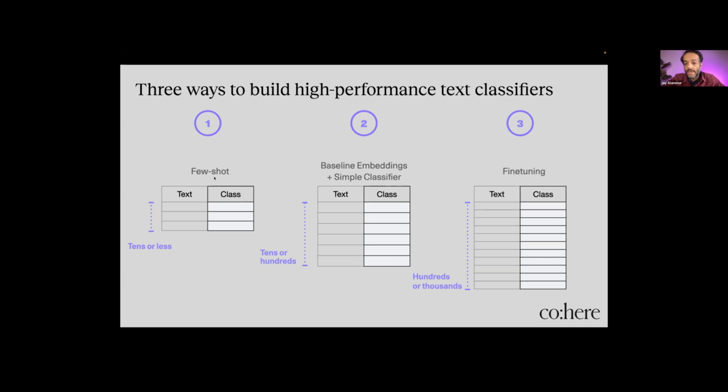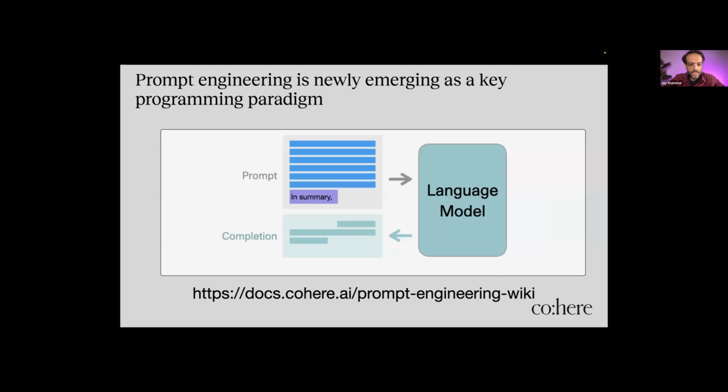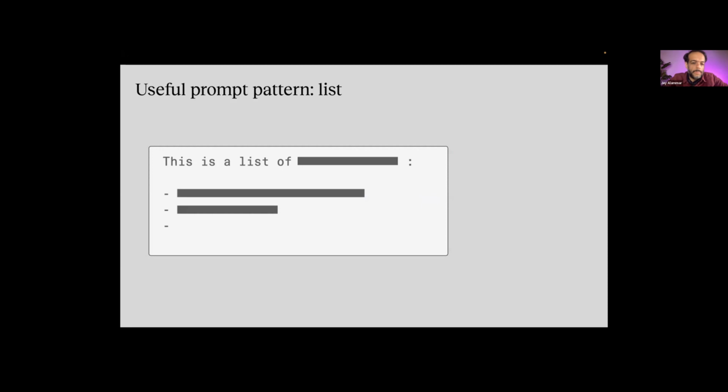And that idea developed a new form of engineering called prompt engineering. So there's a new paradigm of writing software, but you're not writing software, you're just writing text. And the text is input to a language model, and you have it do something interesting or useful for you. We have a complete prompt engineering guide here. And there are different things that you can direct the model to do. So you can say, okay, this is a list of X, and then you give it a bullet point, and the model is able to complete the list for you.